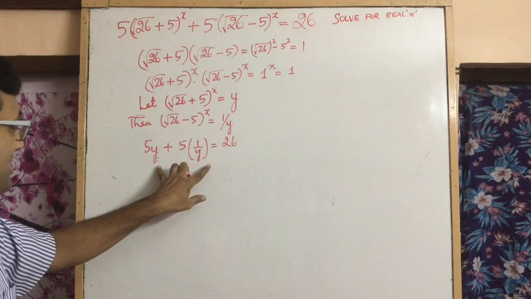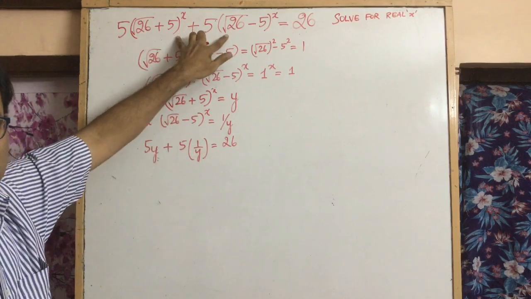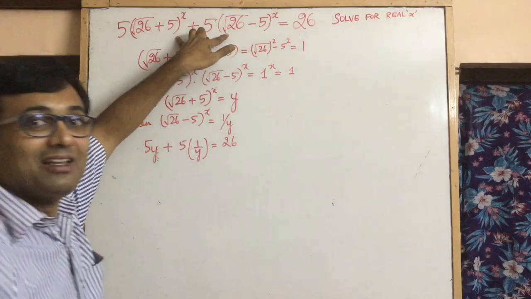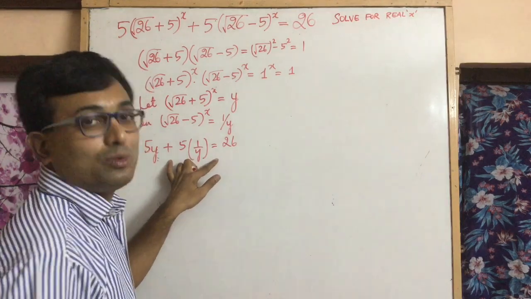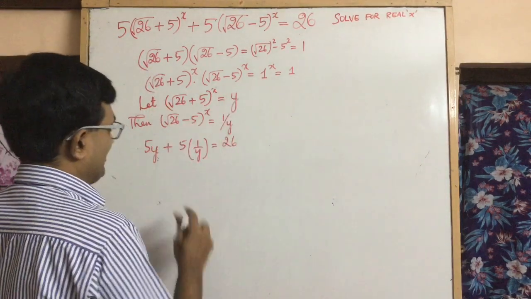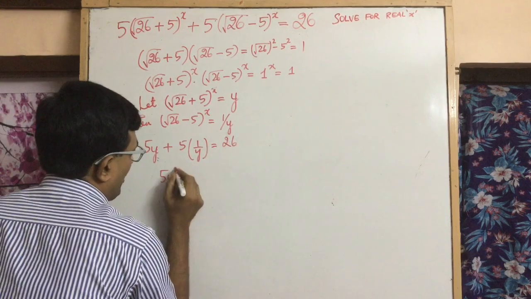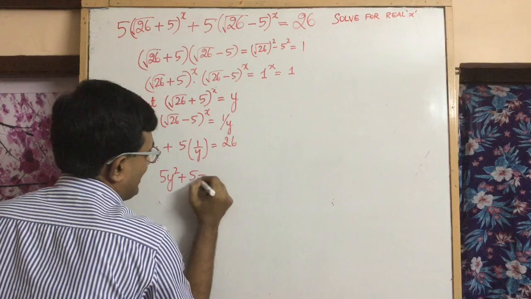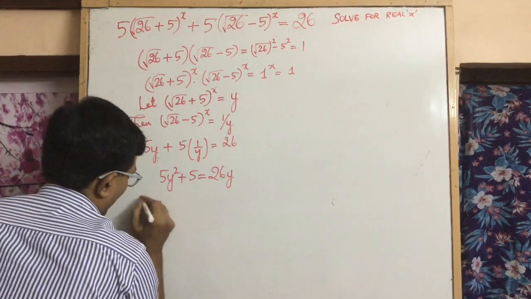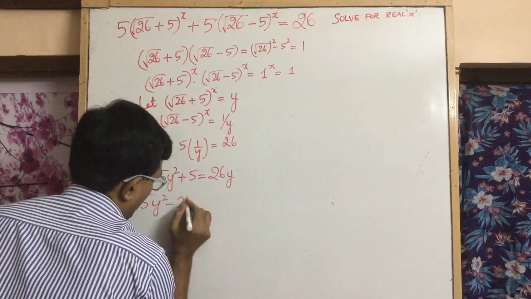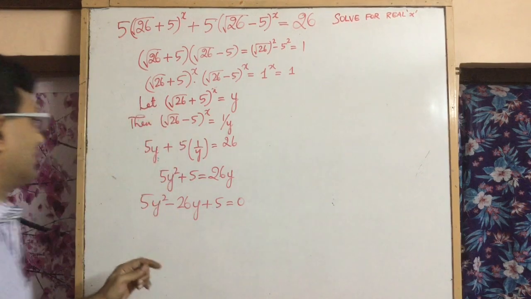Now here we see that the given equation, which doesn't look like a quadratic at all, is now converted into a quadratic equation through this transformation. So now we multiply both sides by y, we get 5y squared plus 5 is equal to 26y. We bring this here, which means 5y squared minus 26y plus 5 is equal to 0.